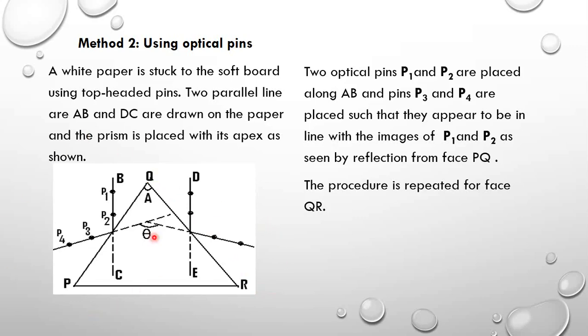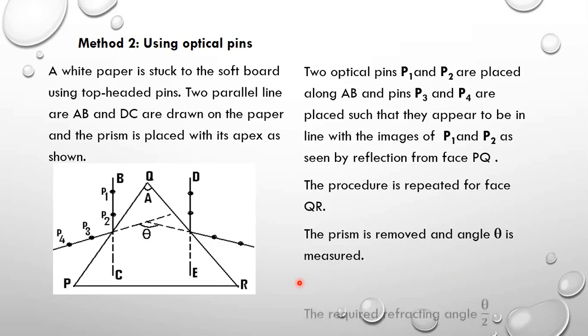Then after that, we shall remove the pins, remove the prism, and then join the marks of P1 and P2 with P4 and P3 with a straight line, and also here P4 and P3 with a straight line, and then get that angle theta. We shall measure that angle theta. After measuring that angle theta, the refracting angle or the angle of the prism is going to be got from A is equal to theta divided by 2.